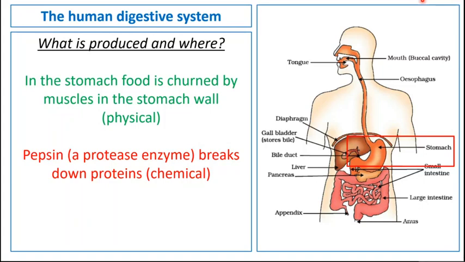Not much more to this. The stomach is a very complex organ made of a lot of glandular tissue, muscular tissue, epithelial tissue. It's a really good example of lots of different tissues working together to make an organ.